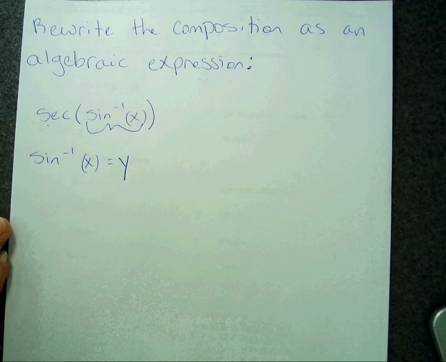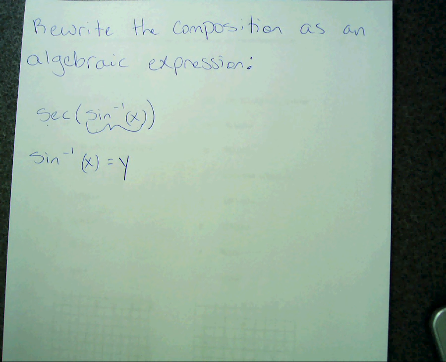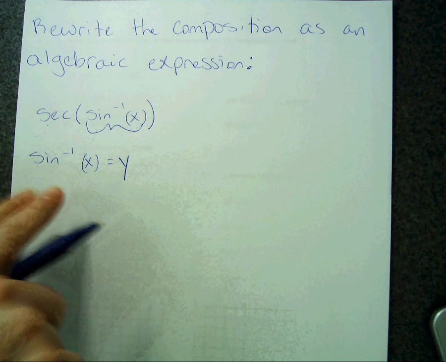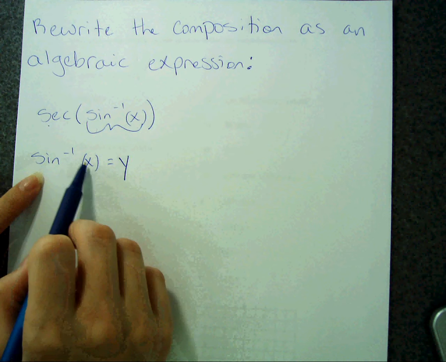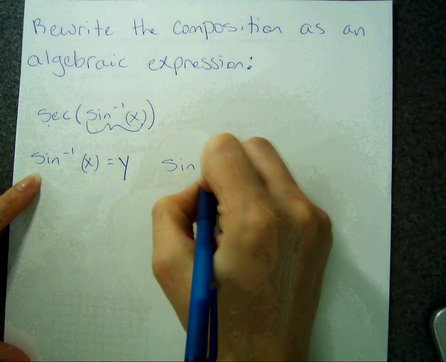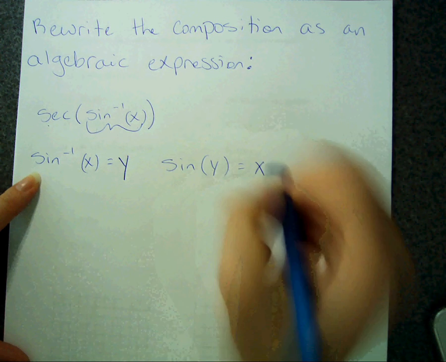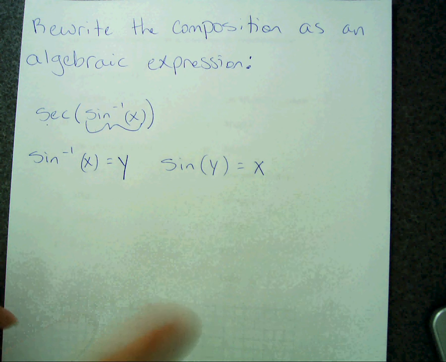I don't know how to really work with the inverse trig functions that well, so I'm going to rewrite it in a way that I do know how to work with. So I need to get rid of the inverse, so I want to rewrite this using what an inverse trig function is as a regular trig function, so I can make my triangle. So if sine inverse of x is y, then that means that sine of y must be equal to x. Now I have something that I can label my triangle with.